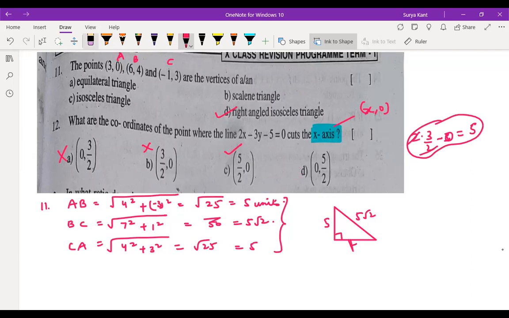Now, till here, does anyone have any doubt till the 12th question? No, sir.